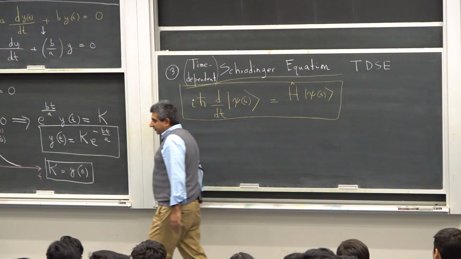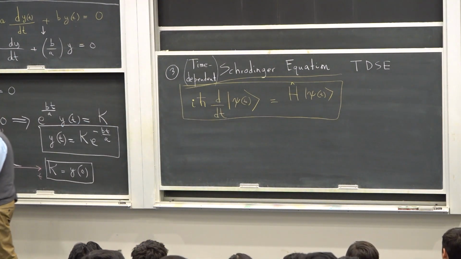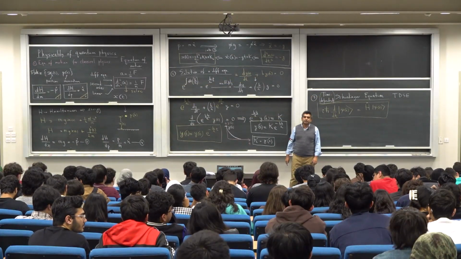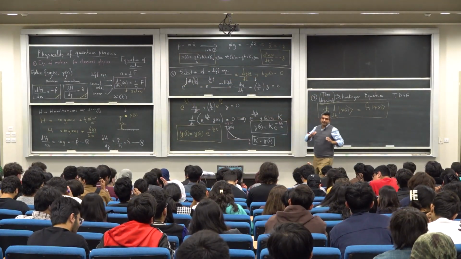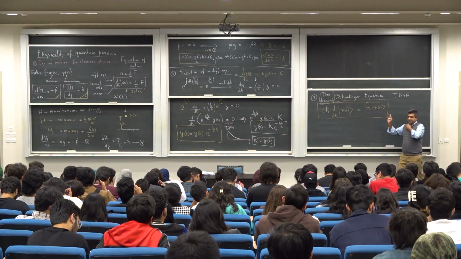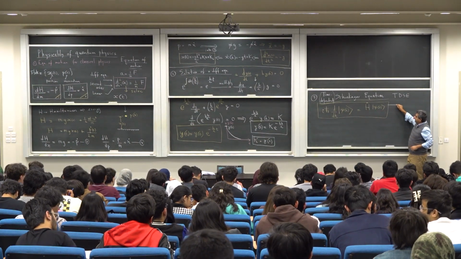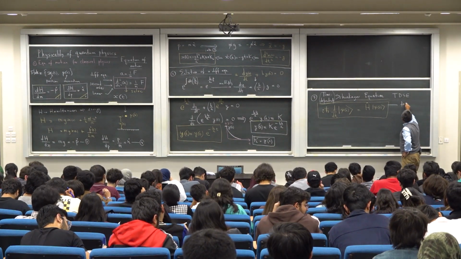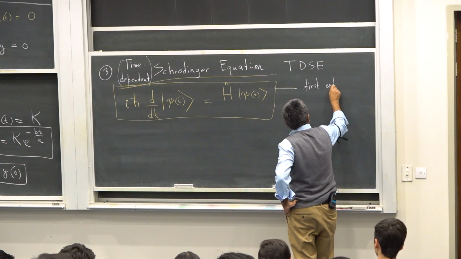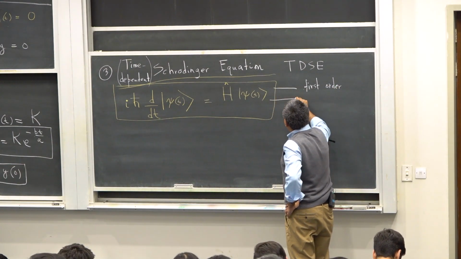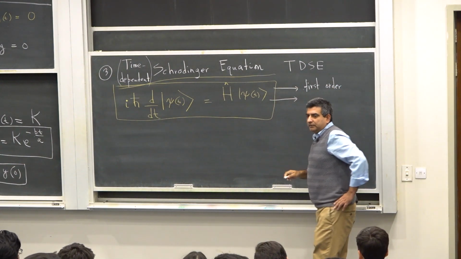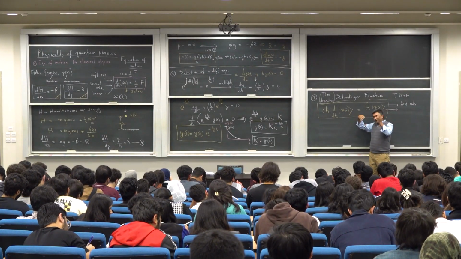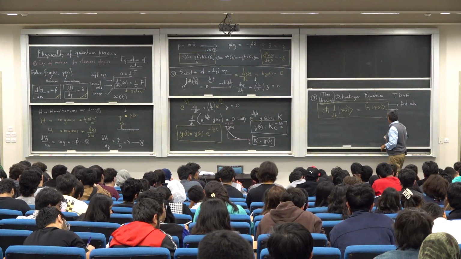So I'll give you 1 second to look at this. No question, just look at it. All right. Let's look at the main features of this equation first. Is it first order? Yes. Is it linear? Linear because it doesn't have products of quantum states and so on. It's linear.